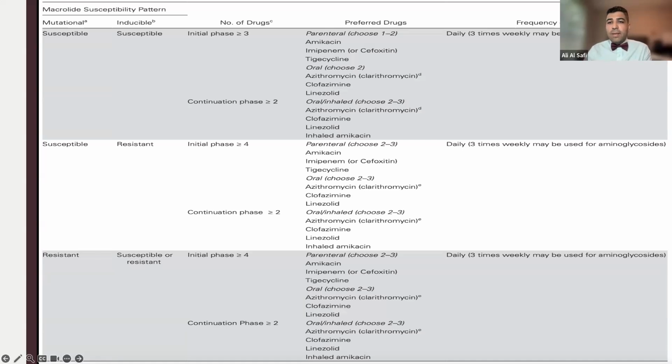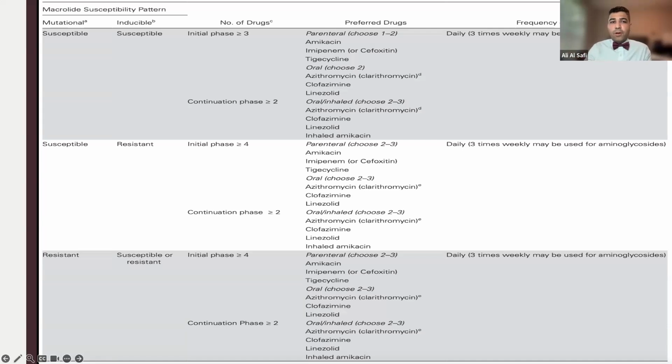So what do I mean by macrolide inducible susceptibility? Some bacteria, like M. abscessus, can have a switch to resistance to macrolide antibiotics, like azithromycin. They initially test susceptible, but when exposed to that specific antibiotic, they switch immediately to resistant. And so to overcome that, we do inducible susceptibility testing.